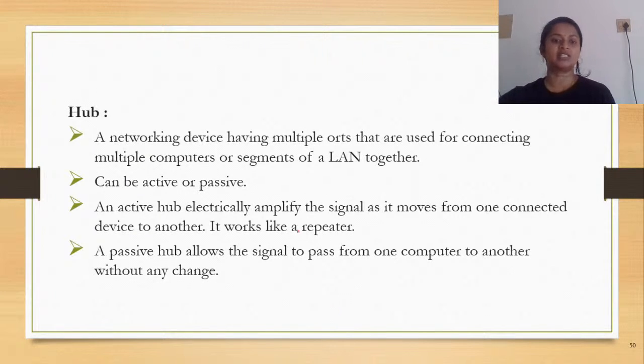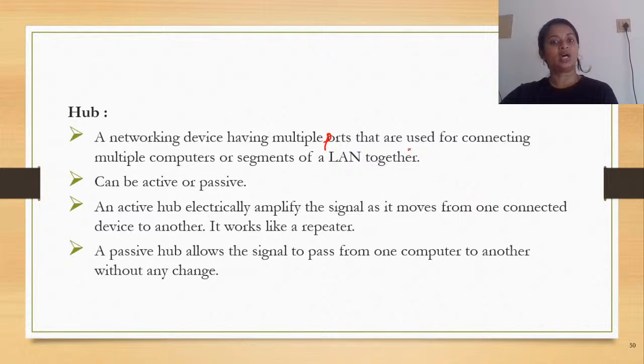For such reasons, you also use something called networking devices in your network. Now, we're going to see a few networking devices here. The first one that we're going to see is a hub. So this is a networking device. As I told you, it has multiple ports. Why multiple ports? In each port, you can connect a device. The devices are the participating entities in your network. So they are used for connecting multiple computers or segments of a LAN together.